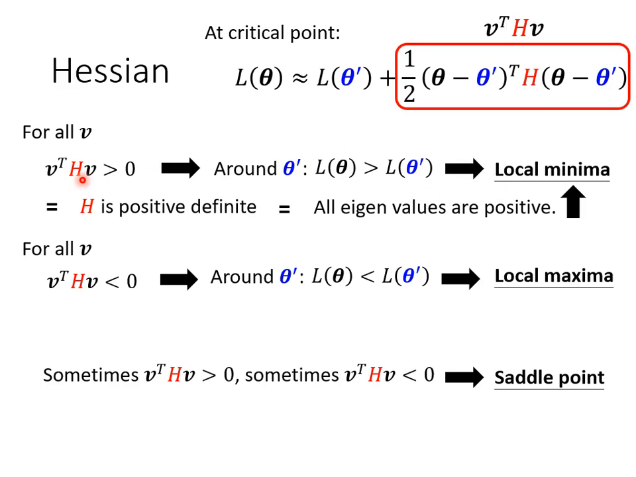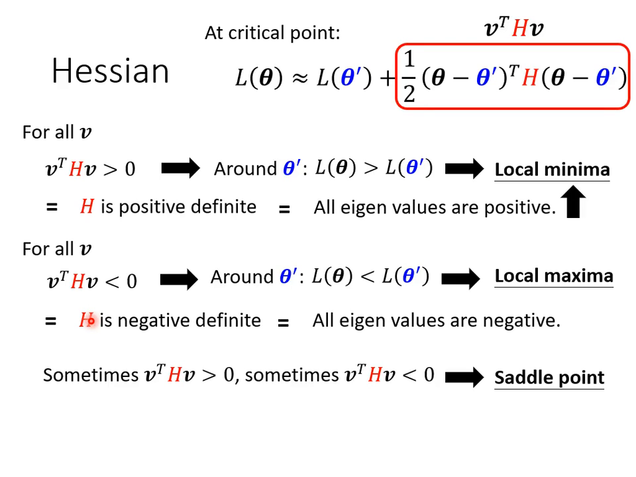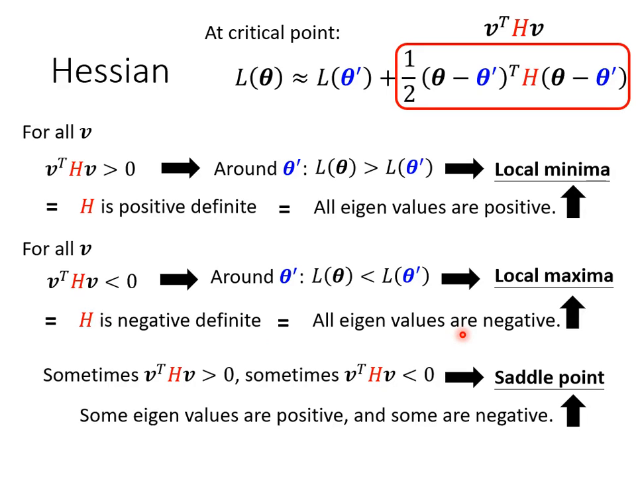So, you can see, from the Hessian matrix, whether it is a local minimum. You only need to calculate the Hessian matrix. If its eigenvalues are positive, then it is a local minimum. Vice versa, if for all V, V transpose multiplied by H and then multiplied by V is less than 0, then H is negative definite, which means that all eigenvalues are negative. If all eigenvalues are negative, it ensures that it must be a local maximum. If the eigenvalues are sometimes positive and sometimes negative, it means it's a saddle point.